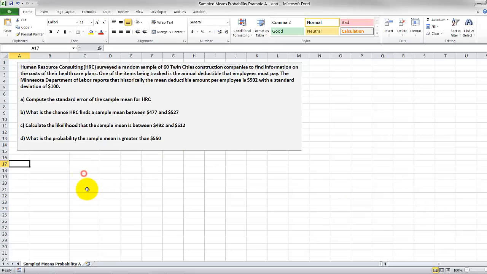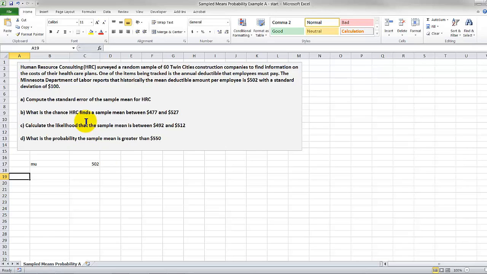Let's start investigating this particular problem and document what we know. We do know that mu, the average deductible, was 502. So let's document this in our spreadsheet. The first thing we need to calculate is the standard error.